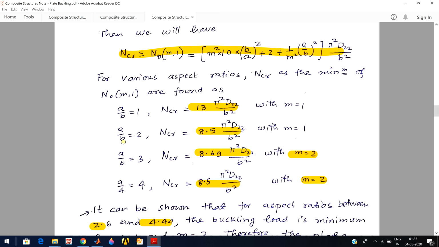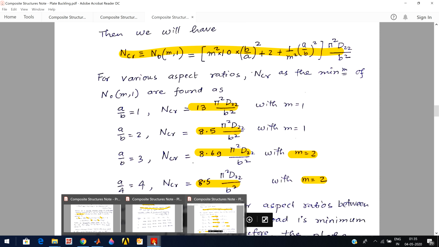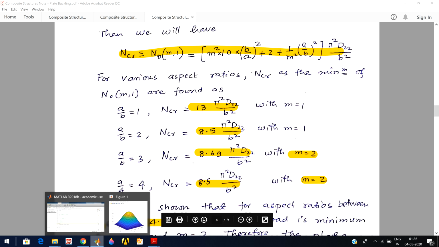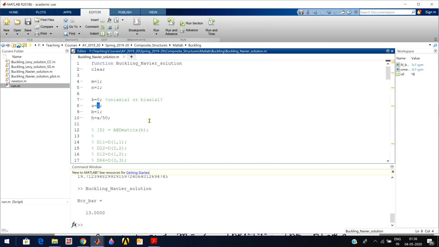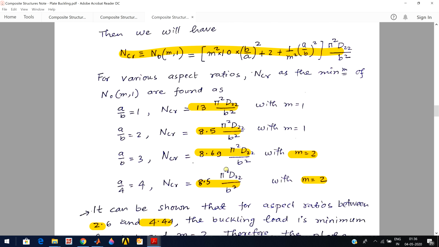Now if I take a by b equal to 2, I will get 8.5. So let us see whether you get that or not. So a is equal to 2 will give you a by b equal to 2, 8.5. Then if I change to a by b equal to 3, so let us say a is 3, now if I run, I get 12.11. Now let us see what is happening here. For a by b equal to 3, here you see it is 8.69, with m is equal to 2.